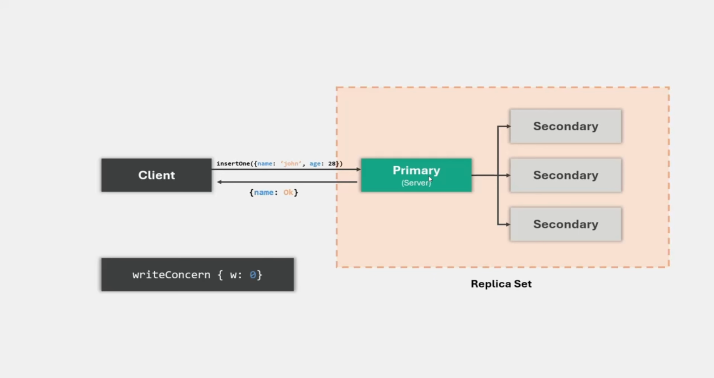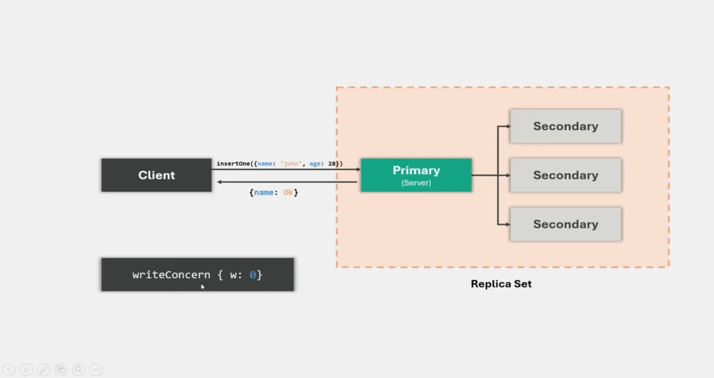So I hope now you understand what this write configuration of write concern means. This write configuration simply tells when the client should receive the acknowledgement for the insert from the server. Whether it should receive the acknowledgement once the document has been inserted in the primary server, or when the document has been inserted in all the servers, or when the document has been inserted in majority of the servers. So the default behavior is majority.